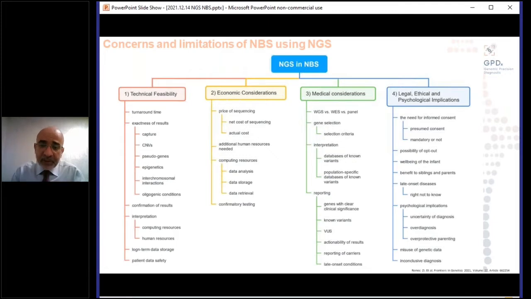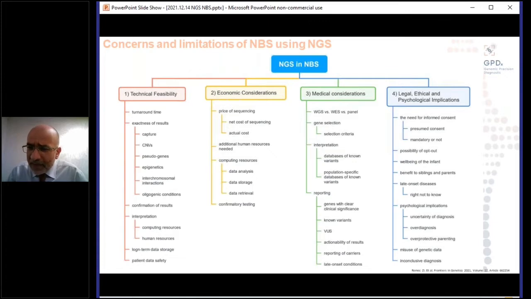And of course, the reporting is another aspect that we need to think very carefully about. For example, should we report variants of uncertain significance? What about diseases of late onset that will not appear during childhood, and so forth? So there should be clear guidelines for what to report and what not to report. And then of course the legal, ethical, and psychological limitations.